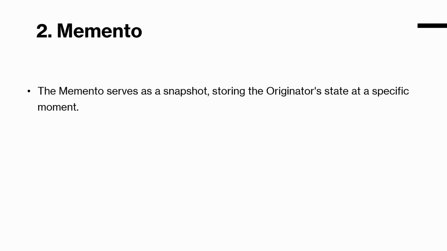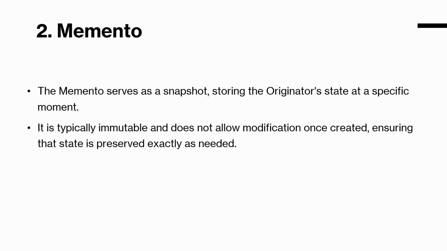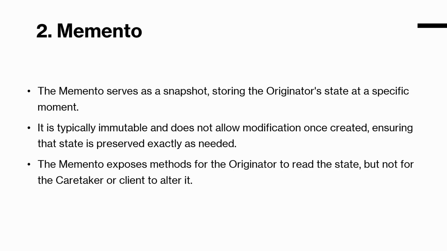Now the second part is the memento. The memento serves as a snapshot that stores the originator state at a specific moment. It is typically immutable and does not allow modification once it is created, therefore ensuring that the state is preserved exactly as needed. The memento exposes methods for the originator to read the state, but not for the caretaker or client to alter it. Okay, so the mementos are basically read-only objects that store the state.